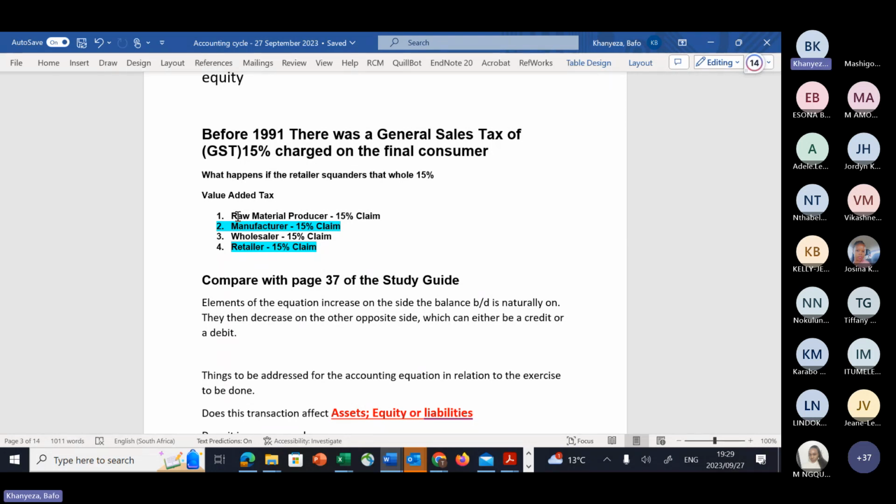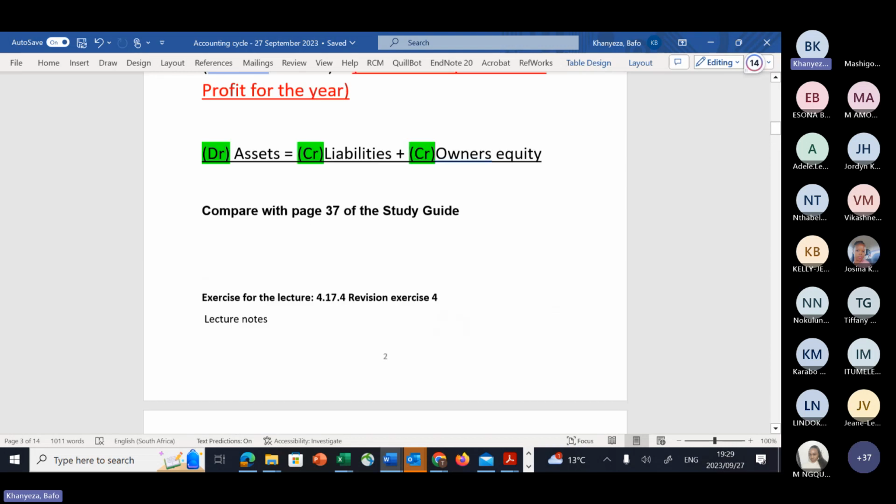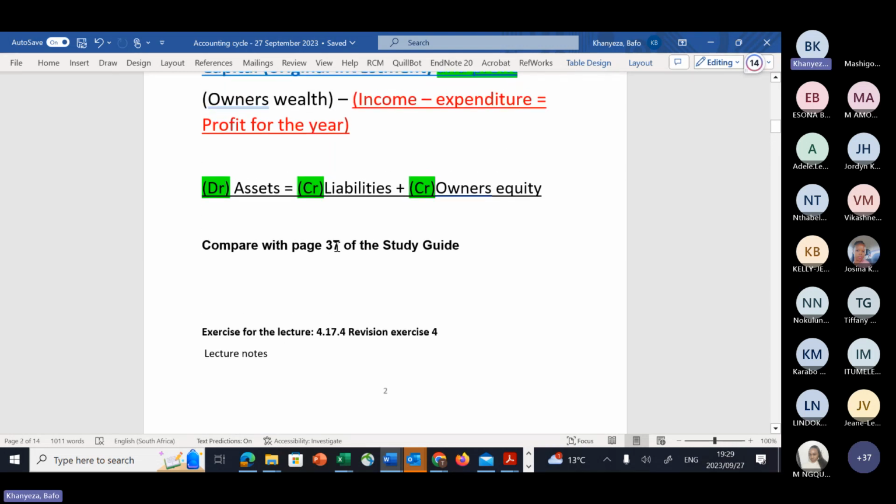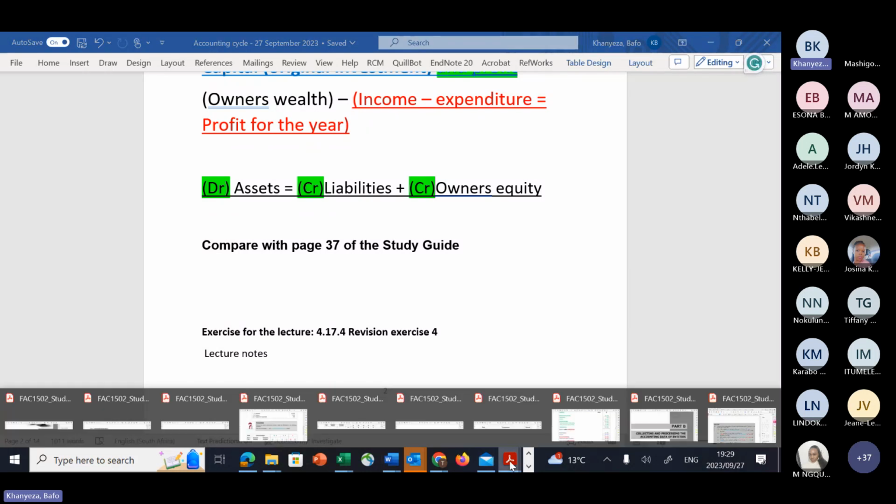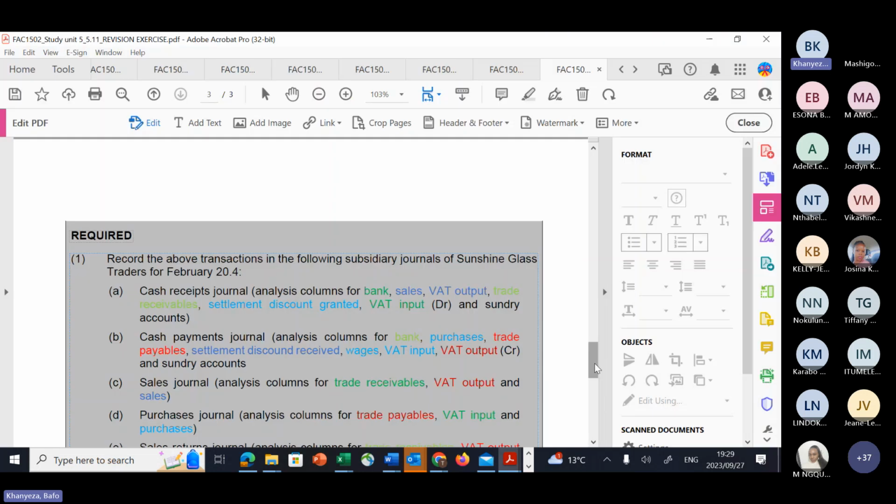A manufacturer adds value and sells. He buys, he pays that, and he claims his. A wholesaler adds value and sells, but he would have paid VAT from a retailer. So you must take time to reflect on that. Now, let's look at today's question.